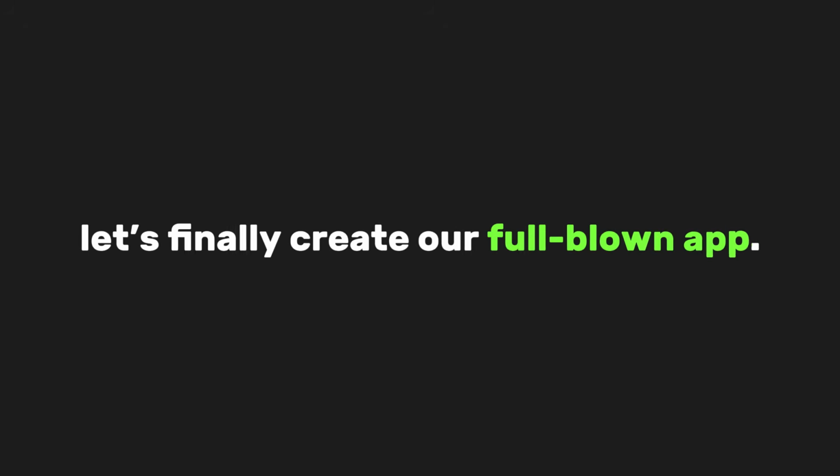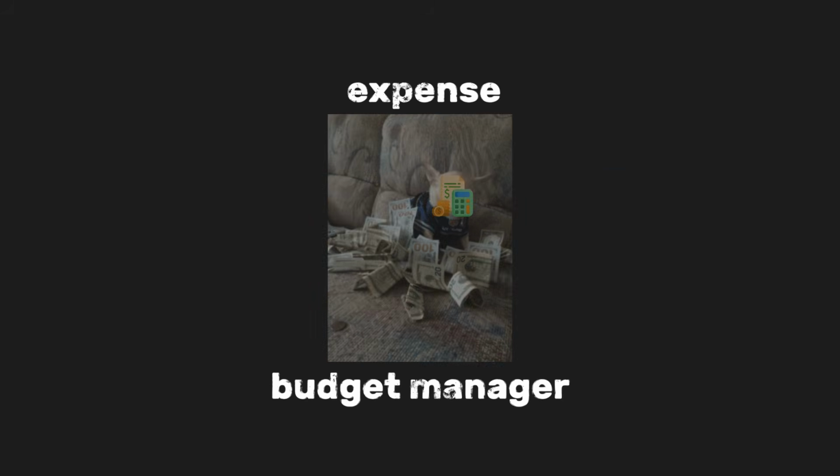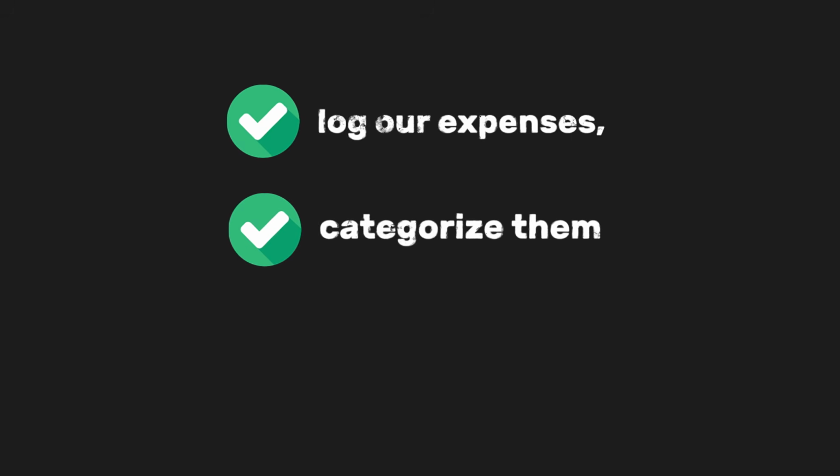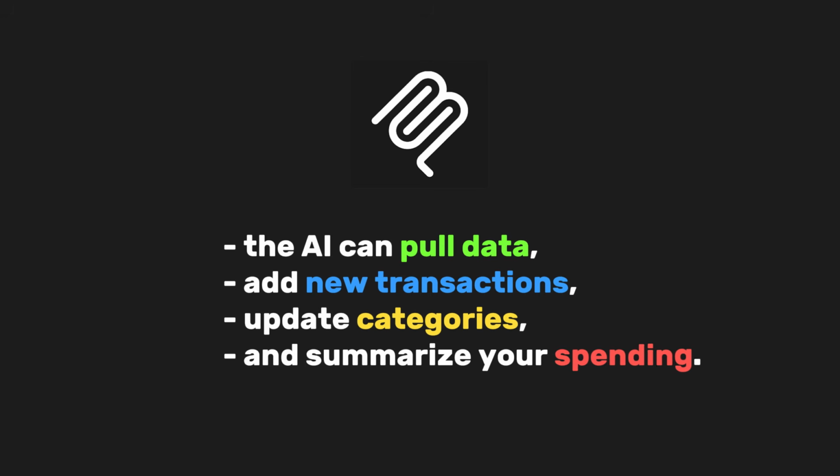Next, let's finally create our full-blown app. For this app, we're going to use Next.js and again, SQLite. This app will be an expense and budget manager. Here, we expect it to log our expenses, categorize them automatically, and even give us insights. With the MCP server, the AI can pull data, add new transactions, update categories, and summarize your spending.